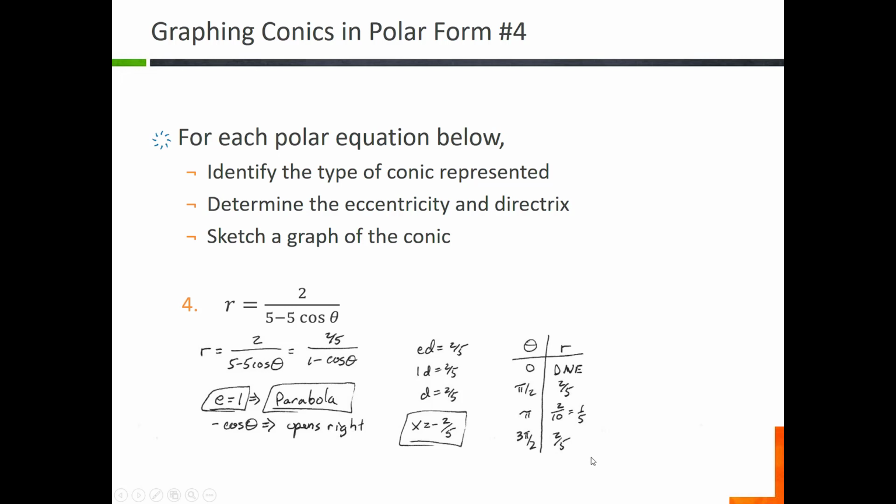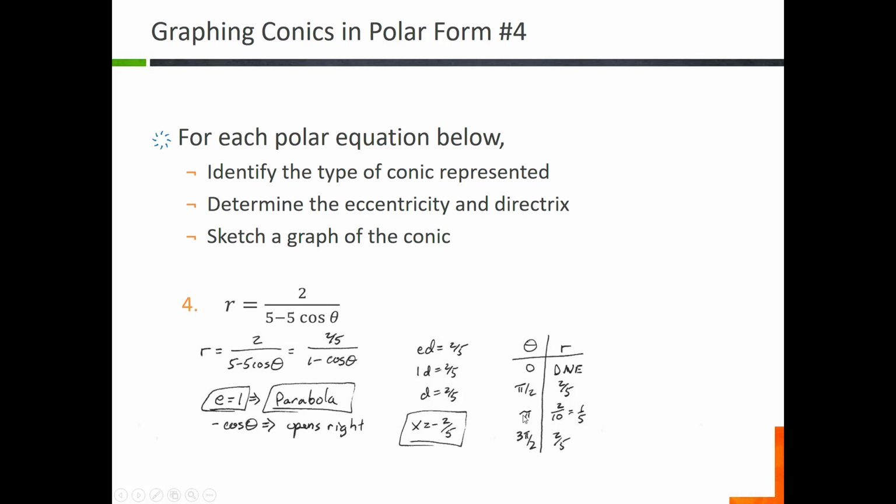Let's go ahead and create our table. Again, 0, pi over 2, pi, and 3 pi over 2. If I plug in 0, we'll go back to the original equation. Cosine of 0 is a 1, so 5 minus 5 times 1 is just 0. So I'm taking 2 divided by 0, which is undefined. If I plug in pi over 2, cosine of pi over 2 is a 0, so the minus 5 is just gone. So it's 2/5. The same thing happens for 3 pi over 2, because cosine of 3 pi over 2 is 0, so you're left with 2 over 5.